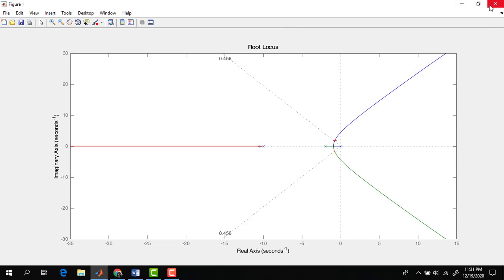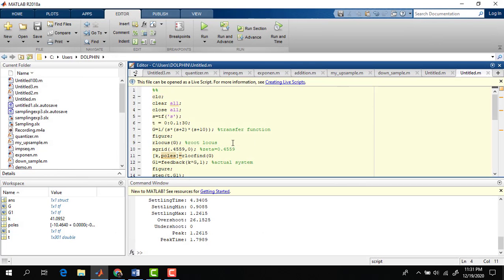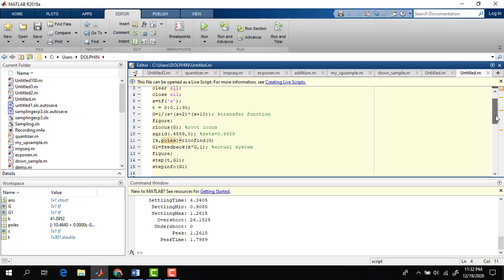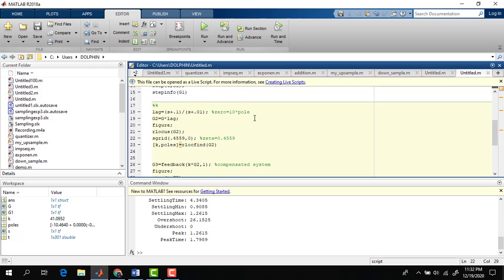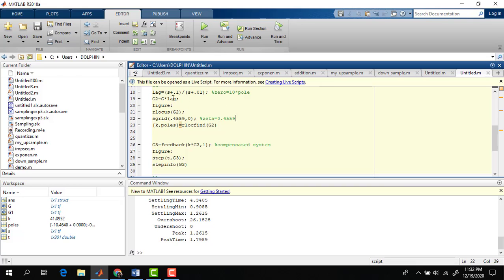So let's get back to the code. The values are saved from this section. Now we will run the next section. In this section, we have designed the lag compensator and multiplied it with the original system, and then again we have plotted the root locus using the rlocus command, and then the sgrid command and rlocfind command to specify the intersection point, and then finally we will also get the step responses. So let's just run this section.